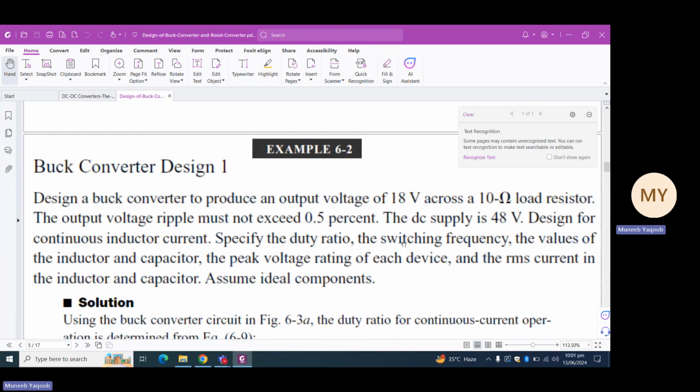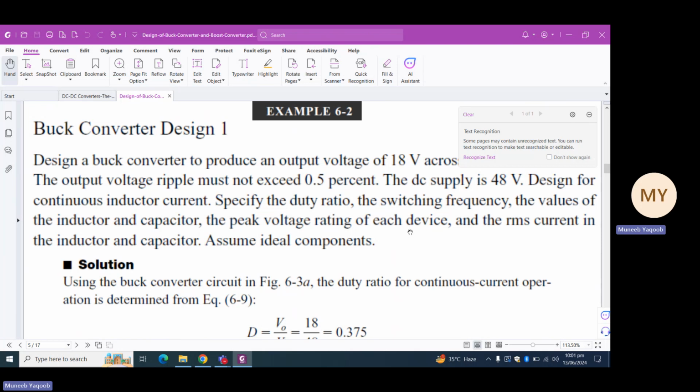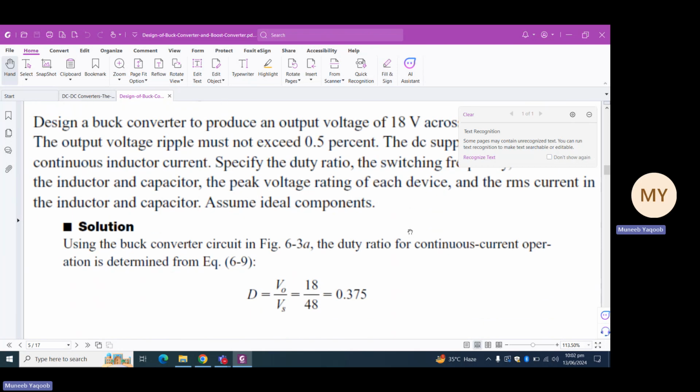They have given us that the output voltage is 18 volt and the supply voltage is 48 volt. Since the output voltage is less than the supply voltage, we can easily conclude that it is a buck converter. And we know that for a buck converter, Vout equals Vs times the duty cycle D. So we get the duty cycle as 18 upon 48, that is Vout upon Vs, and hence we calculate this duty cycle as 0.375.